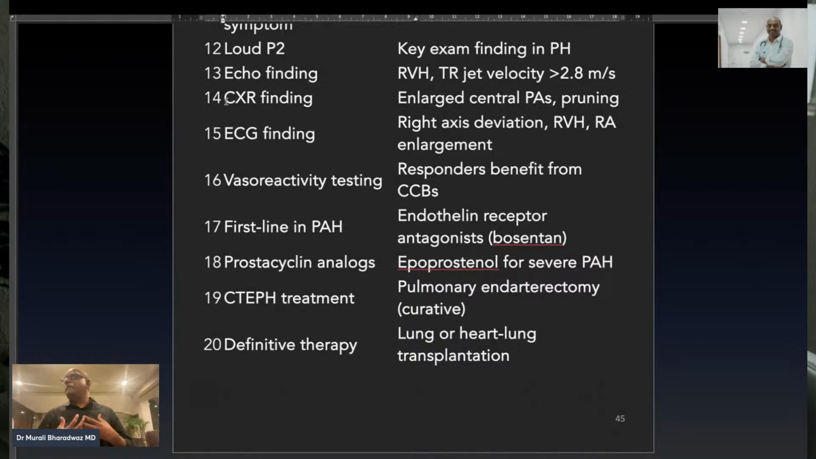Similarly, the central pulmonary artery gets enlarged, pulmonary vasculature becomes prominent, and there can be straightening of the left heart border because of the pulmonary hypertension. Especially if the right ventricle hypertrophies and the vessels expand due to pulmonary hypertension, the whole thing will lead to straightening of the left heart border.